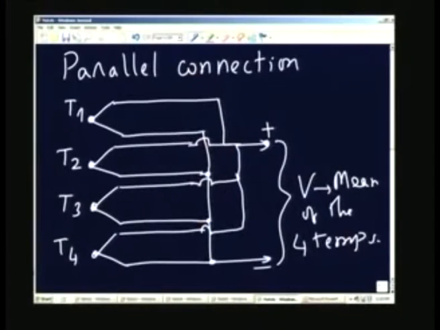Sometimes T1, T2, T3, T4 may be temperatures at 4 different points within a material, and I would like to find out what is the average temperature in the material. Of course, these may be very close to each other. T1 may be 30 degrees, T2 may be 31, T3 may be 29, and T4 may be 28, and so on. So, if I connect like this, I will get directly the average temperature averaged over the 4 thermocouples.